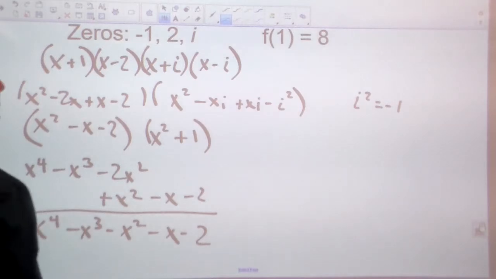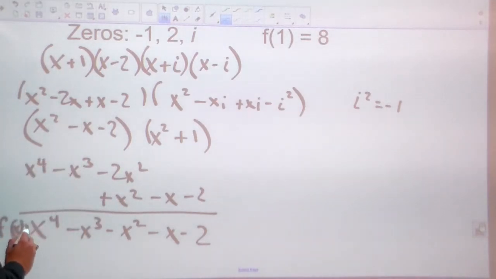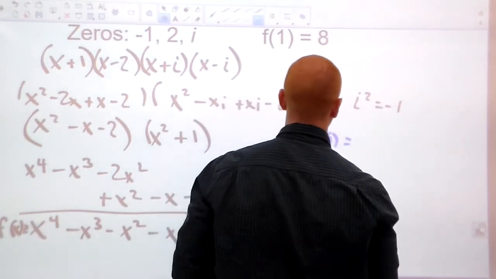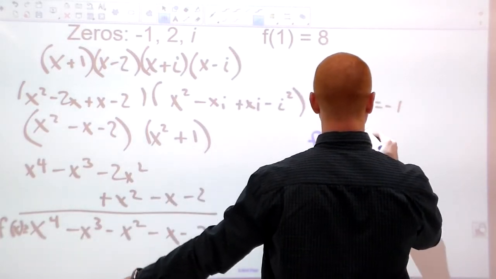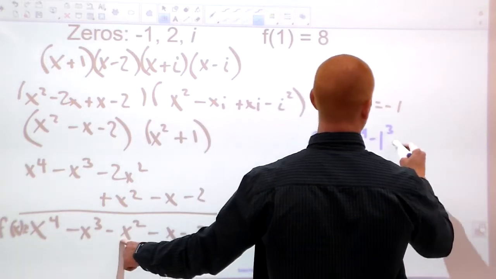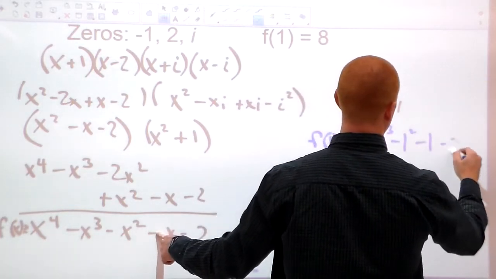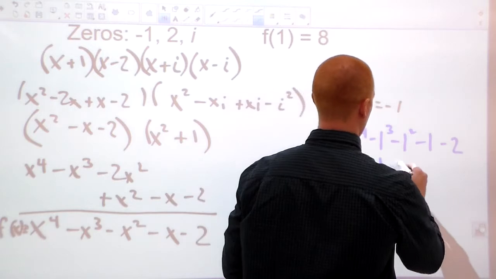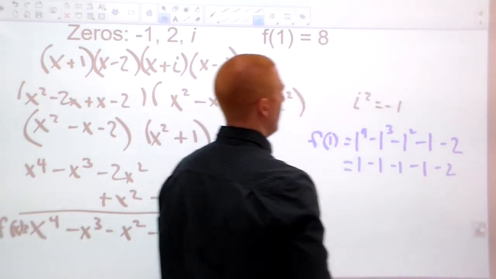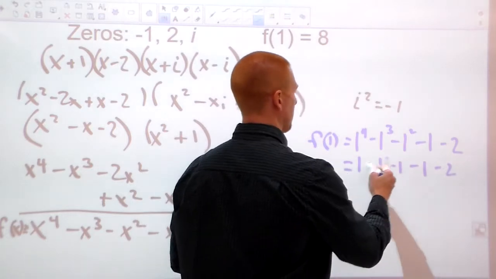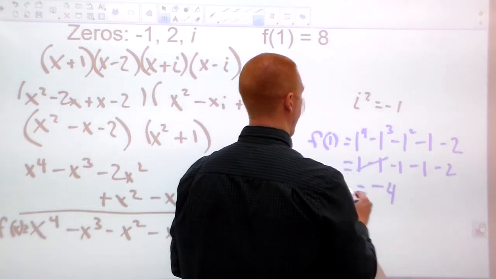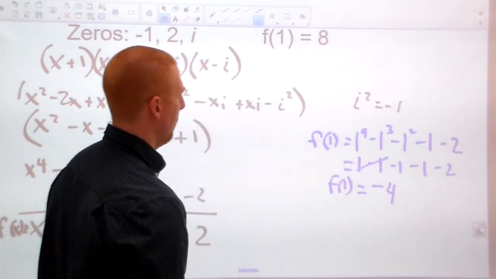So that's my function. f of x is that function right there. So I want to find out what happens if I put in 1 for my function. So if I were to put in 1 here, I'd get 1 to the 4th minus 1 cubed minus 1 squared minus 1 minus 2. 1 to the 4th is 1. 1 cubed is 1. 1 squared is 1. So 1 minus 1 adds to 0. I'm just going to scratch those. Negative 1 minus 1 more minus 2 more, that's negative 4. So as is, f of 1 is negative 4.